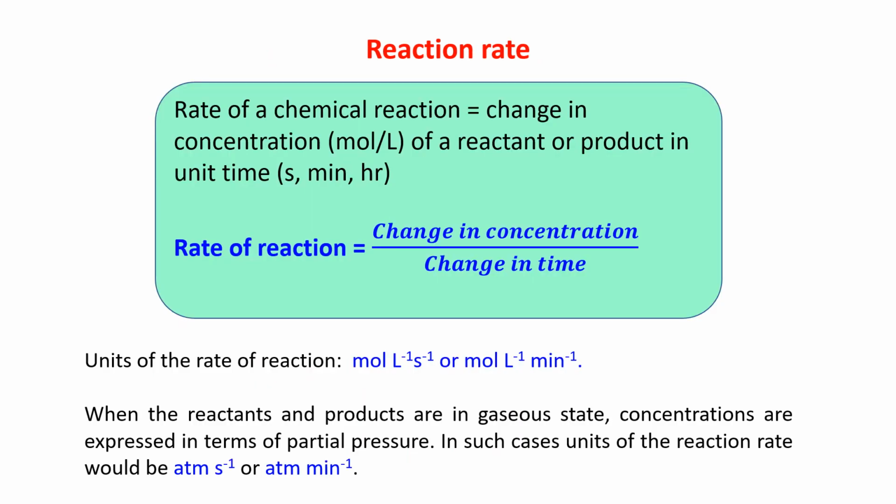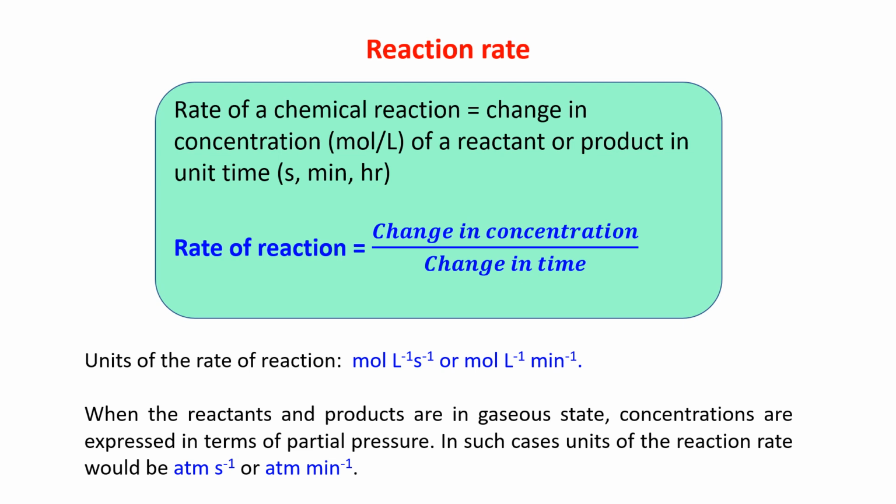Now, what is a reaction rate? Rate means change with time. So the rate of a chemical reaction is equal to the change in concentration of reactants or products in a particular time. That is the rate. Rate means it is with a particular time. What will change? The concentration of the reactant can change, as well as the concentration of the product can change.